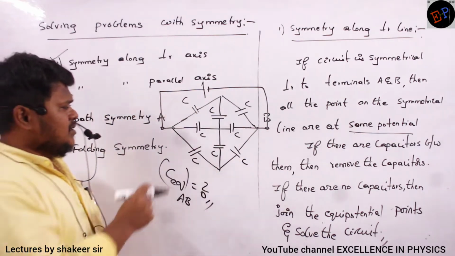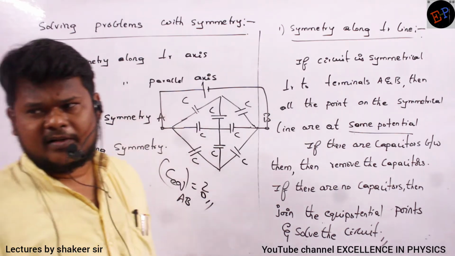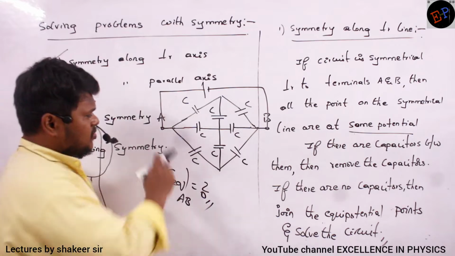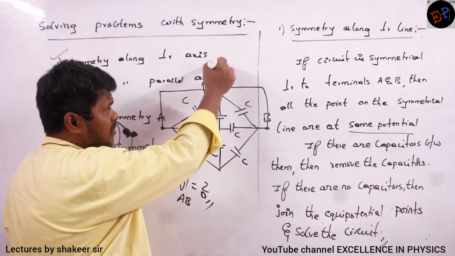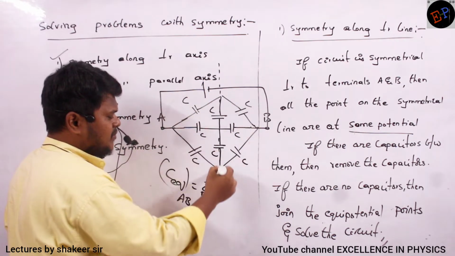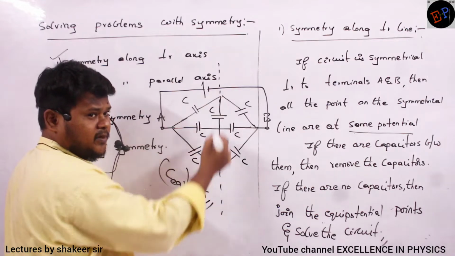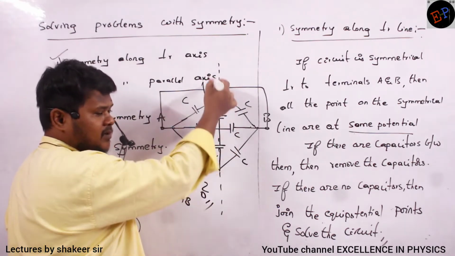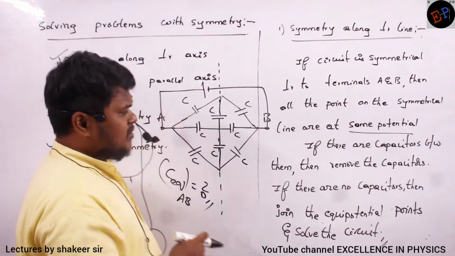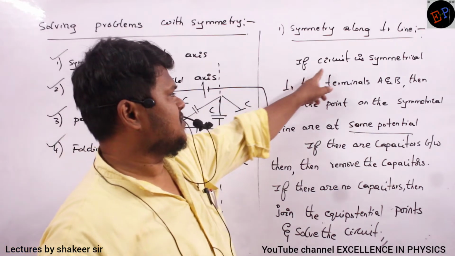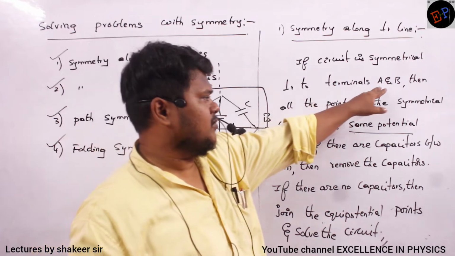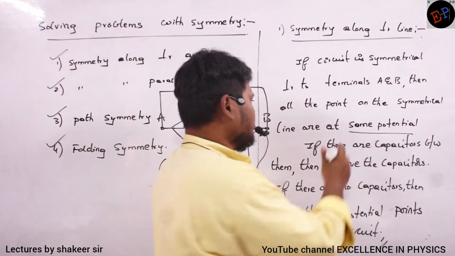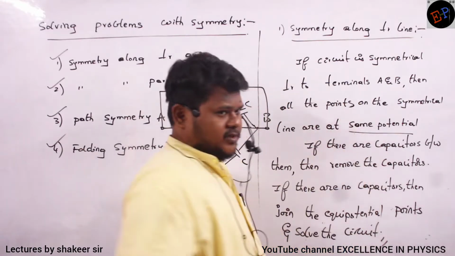Now, can you say, is there any perpendicular symmetry in this circuit or not? To this line AB, this is the perpendicular line, no? Perpendicular line means a line making an angle of 90 degrees. This is a perpendicular line. So, what we studied? If a circuit is symmetrical perpendicular to terminals A and B, then all the points on the symmetrical line are at the same potential.